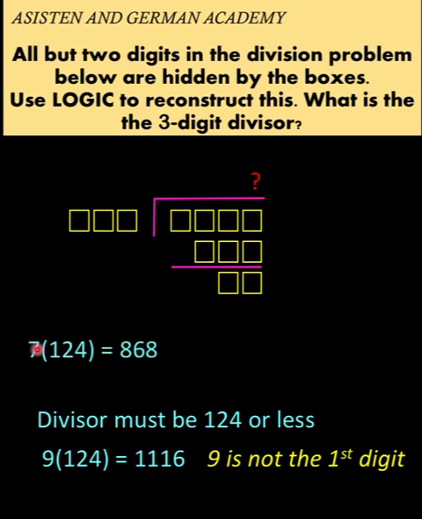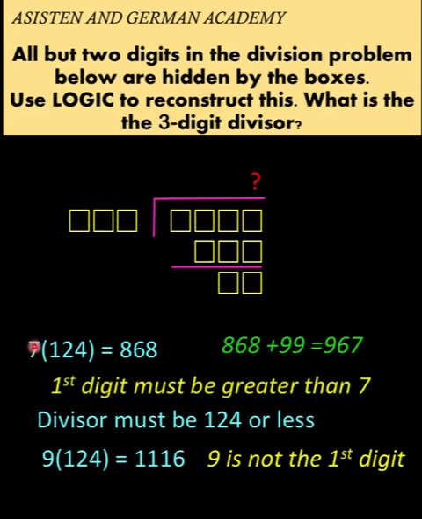Now let's try 7. 7 times 124 is 868. So if we assume that we have 868 here, and the difference between this 4-digit number and 868 is this 2-digit number, let's assume that this 2-digit number is the maximum. Let's say 99 is the maximum 2-digit number. If we add 868 plus, suppose this is 99, the maximum value that we can get is 967, and this is relevant. Why? Because notice that we have here a 4-digit number. So 967 is just a 3-digit number, which means that 7 or any number less than 7 cannot be this first digit. And therefore, this first digit could not be 7 or less.